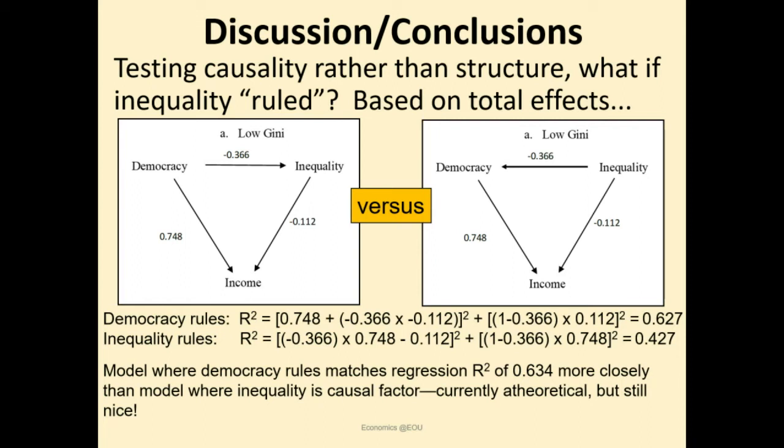0.627. Okay. Flip the arrow, do the same thing, 0.427. So in my simplistic mind, I see that as evidence that this model is structured, the causality is correct, and that this one isn't.